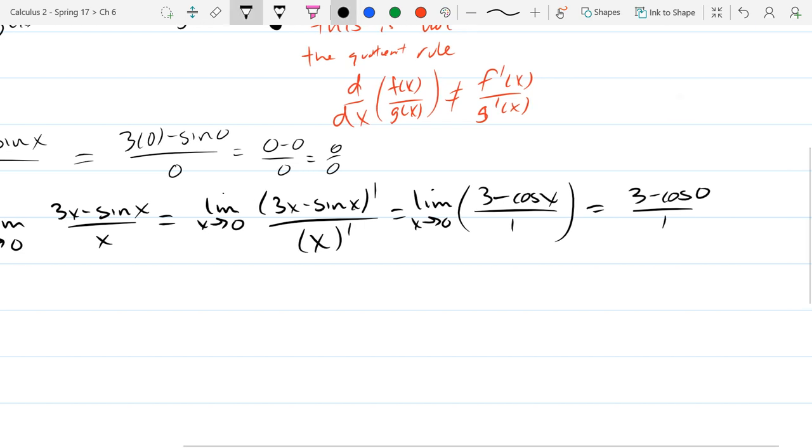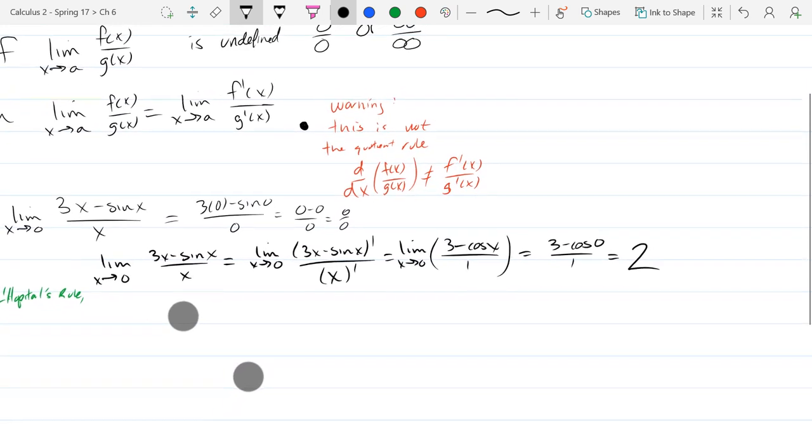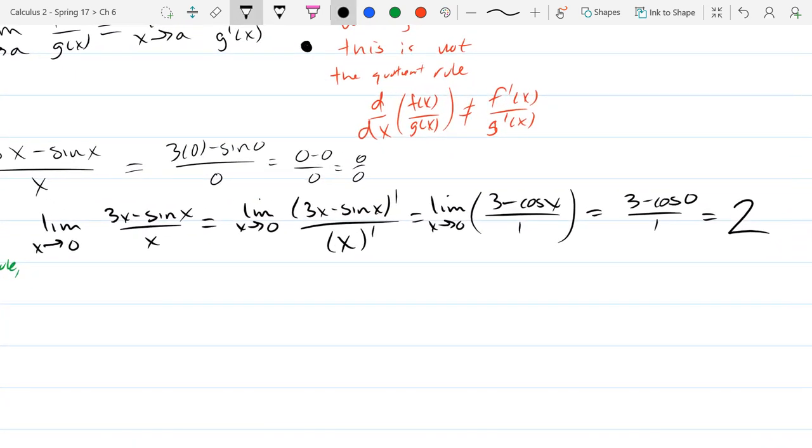What is cosine 0? 1. So you get 3 minus 1. Don't need to write over 1 anymore. So that's going to equal 2. So looking at the chain of inequalities, our original limit on the far left and on the far right is our value of 2. So we just show the limit is 2.